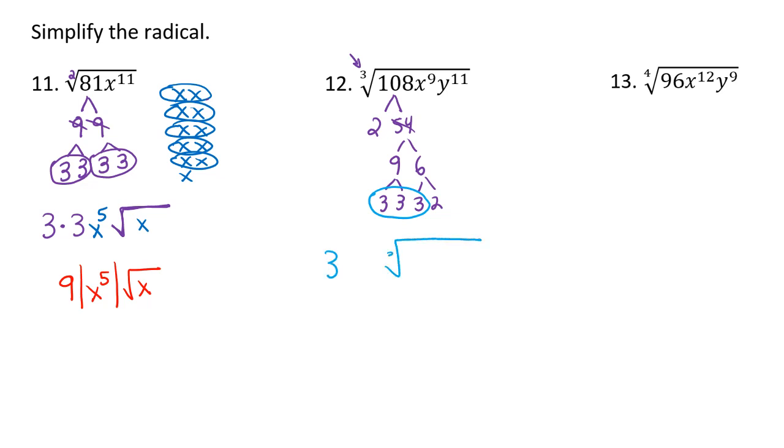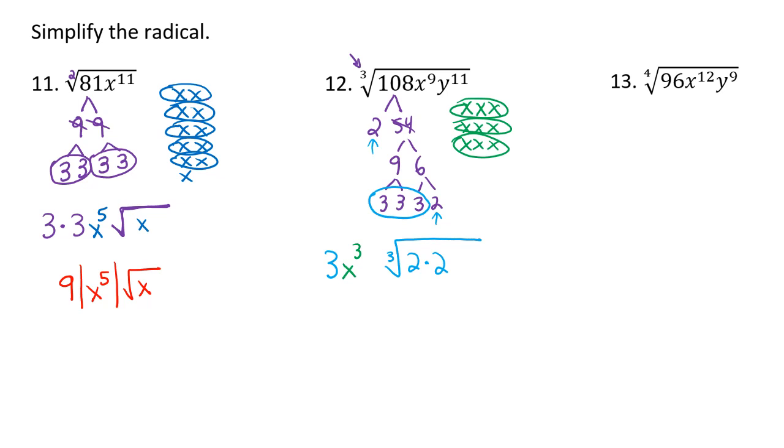I write my radical sign, don't forget your index, and I have a 2 and a 2 that didn't get circled, so it's going to go inside the radical. I now have 9 x's. 1, 2, 3, 6, and 9. 3 of the same thing. I have 3 of those circles, so I'll have x to the 3rd.